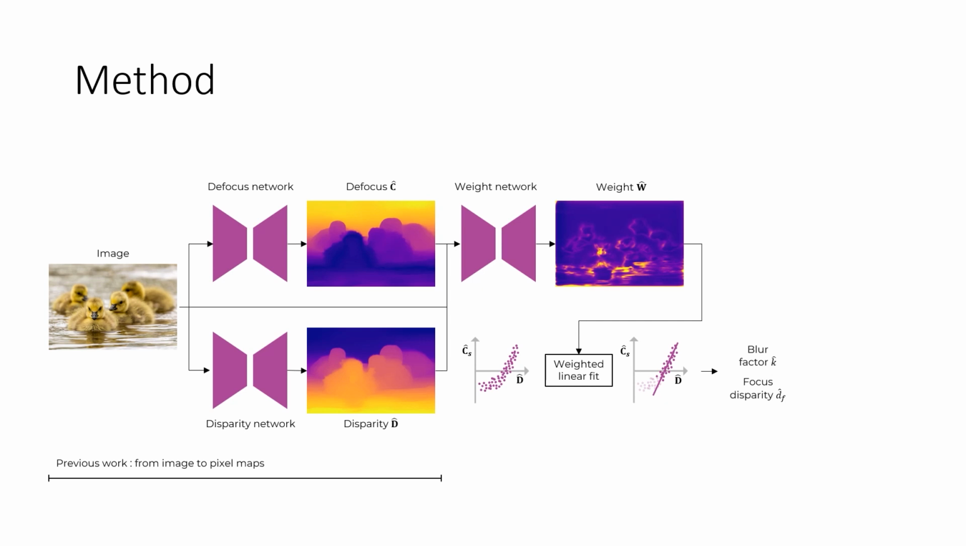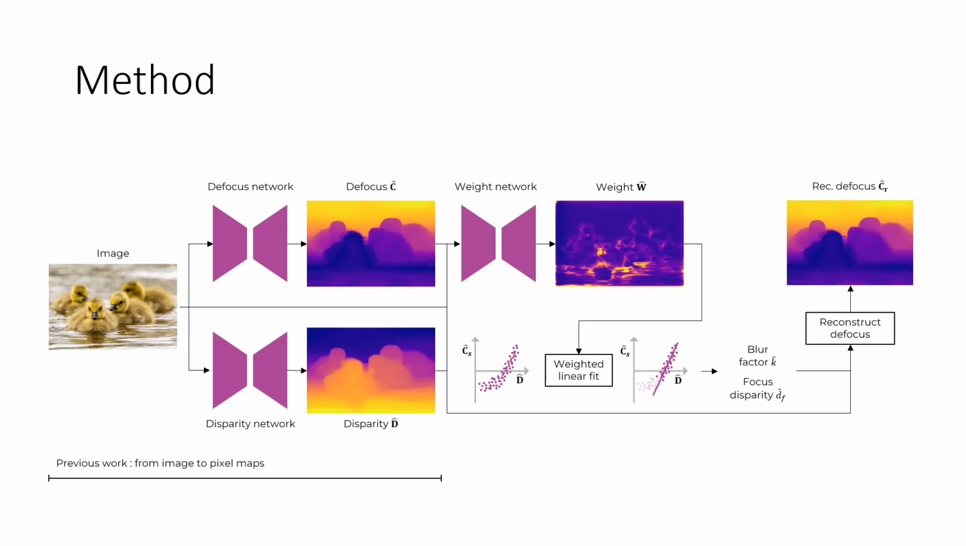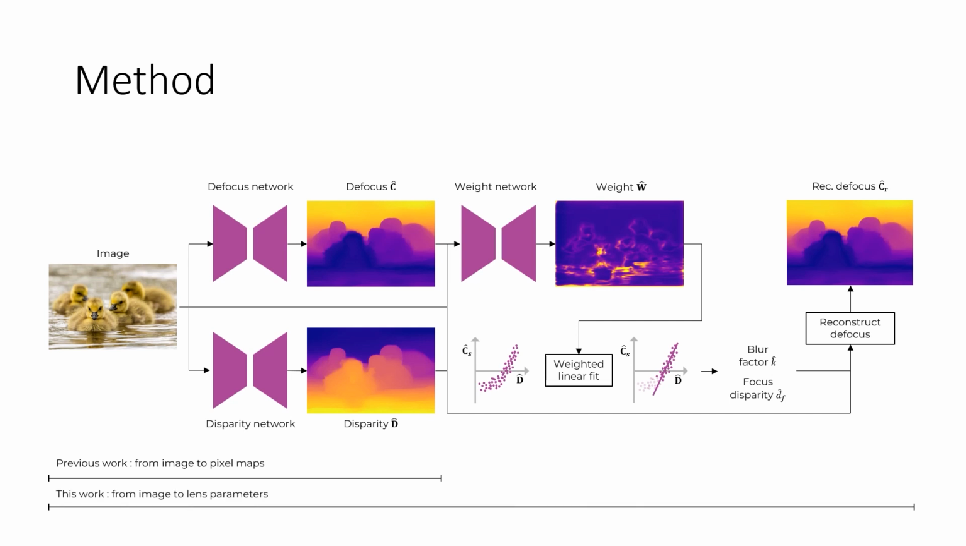Even though it was only trained with a loss on the camera parameters, we found that the weight network often highlights the edges and textured parts of the images where we could expect the blur to be most easily noticeable. This helps increase the robustness of the estimated camera parameters. Finally, we can reconstruct a defocus map from those parameters and the disparity map to obtain a smoother, physically correct defocus representation of the scene.